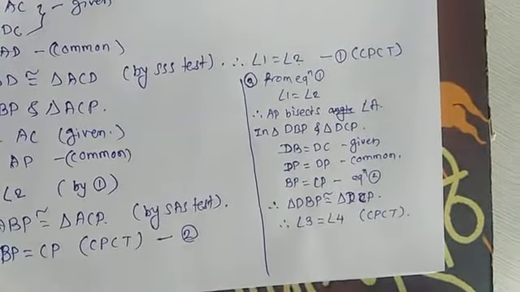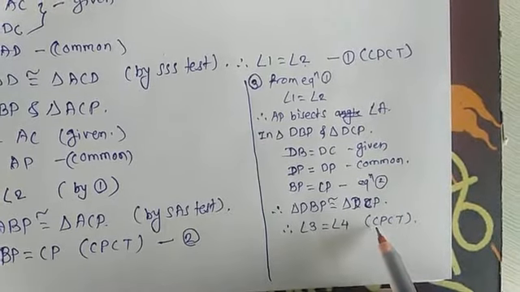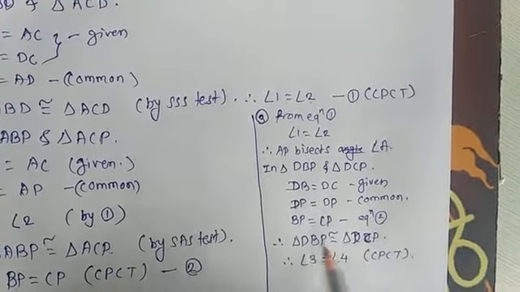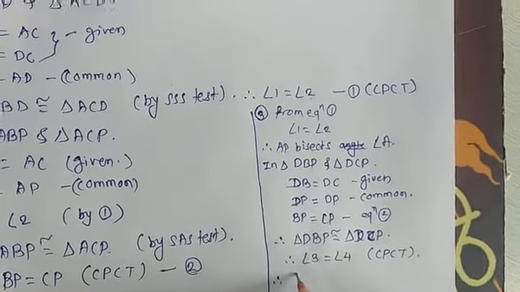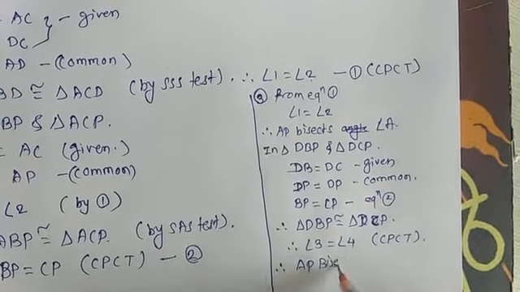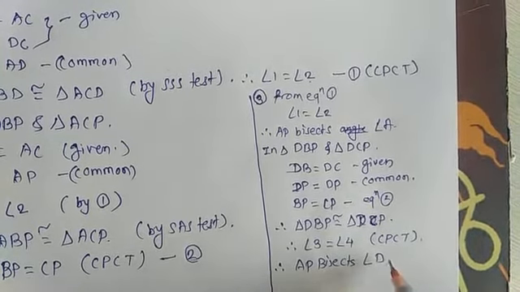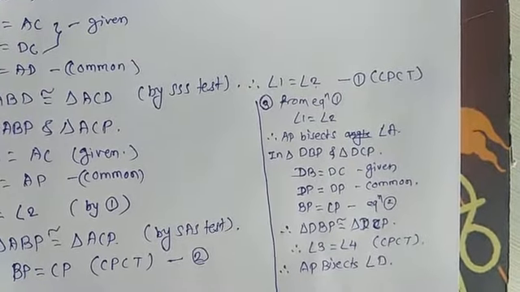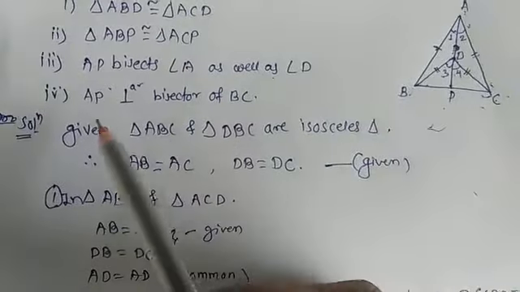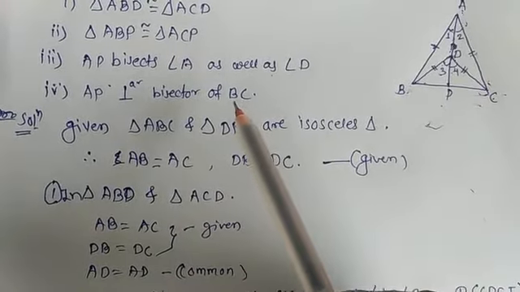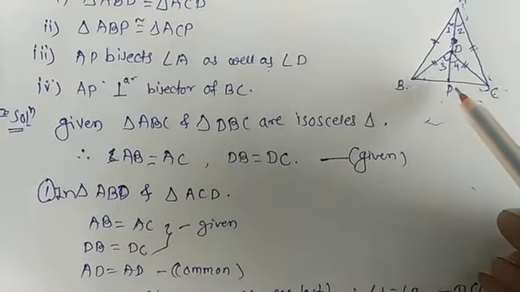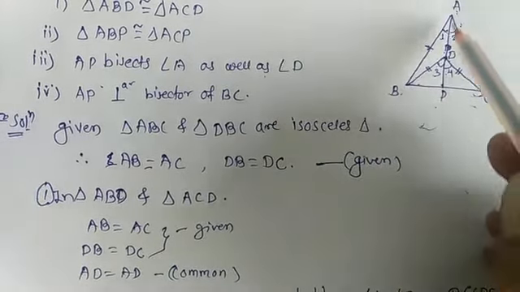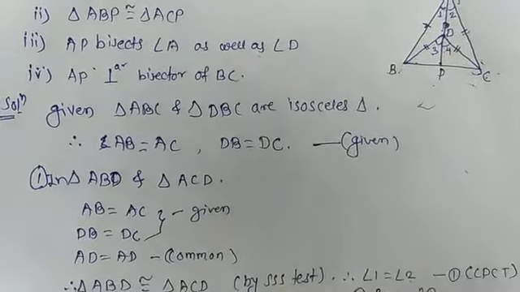CPCT means corresponding parts of congruent triangles. This is our proof number 3. That means we have proved that AP bisects angle D also. Now only the fourth part remains, that is we have to prove AP is the perpendicular bisector of BC. That means we have to prove that BP is equal to PC and angle APC and angle APB are 90 degrees.